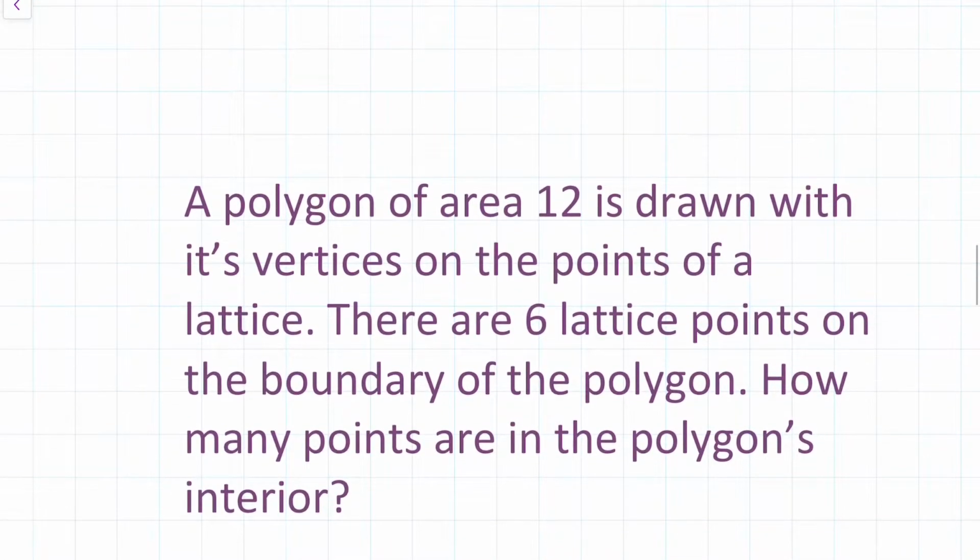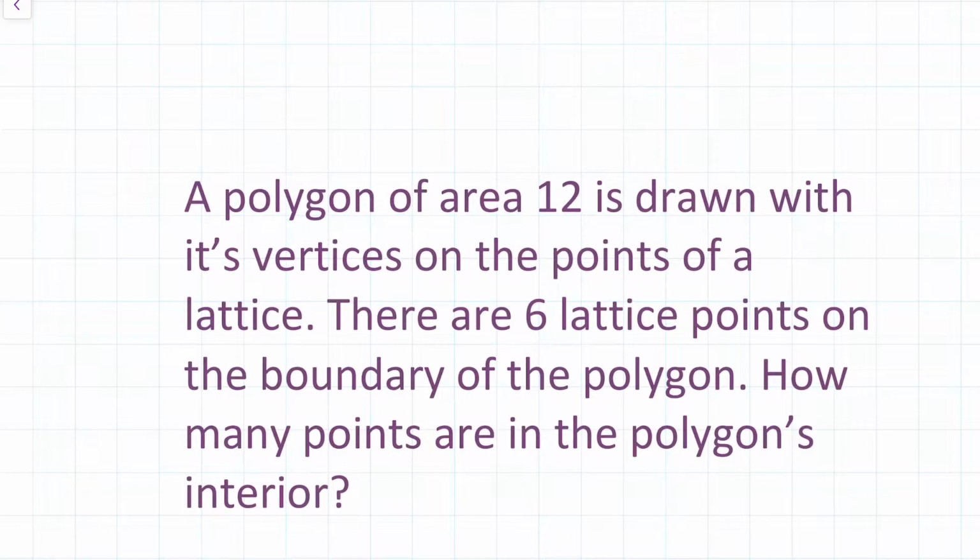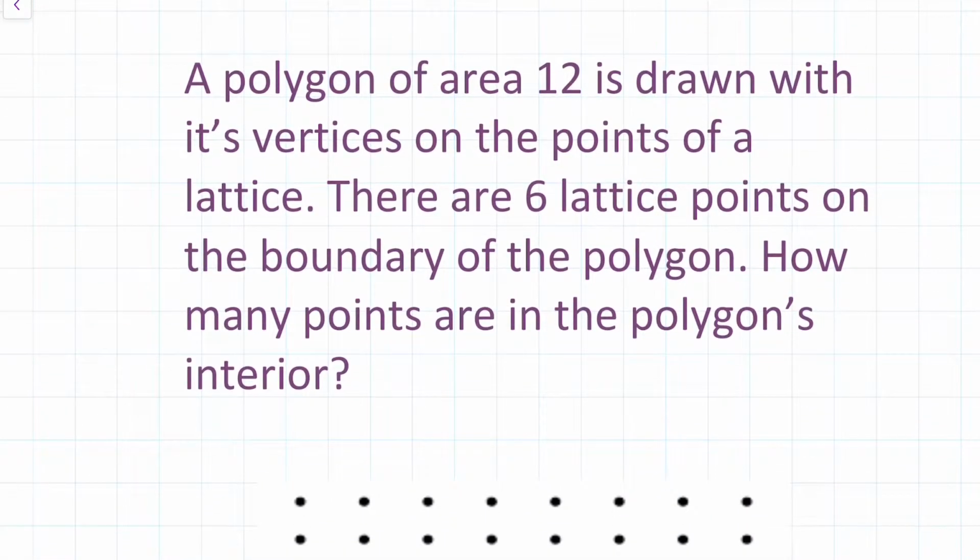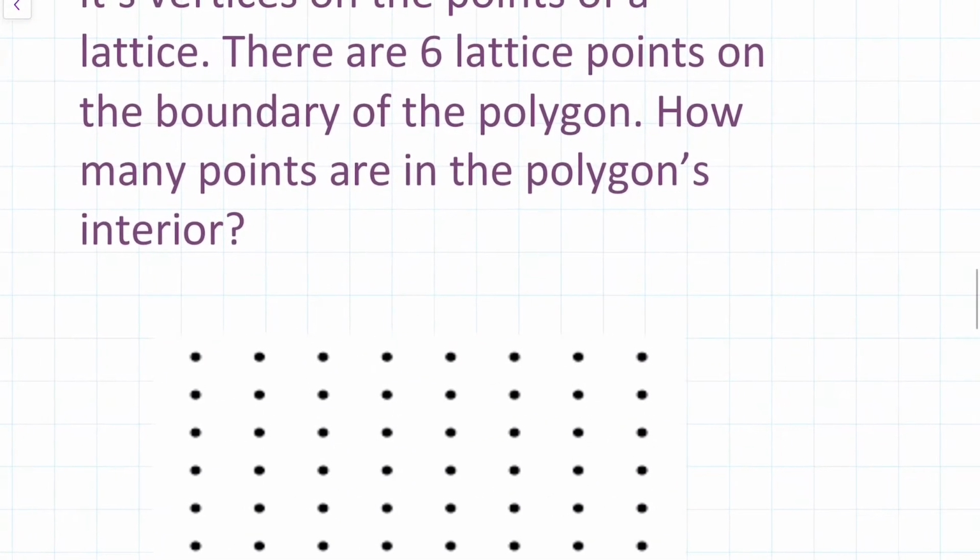So our first problem is: a polygon of area 12 is drawn with its vertices on the points of a lattice. There are 6 lattice points on the boundary of the polygon. How many points are in the polygon's interior? So for this, it's a rectangular lattice graph as they have given it.